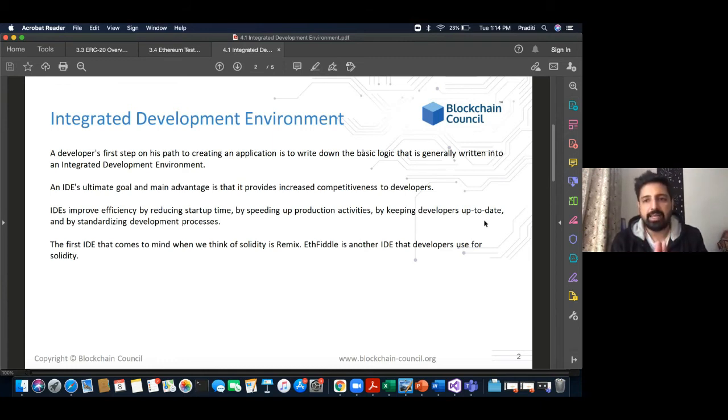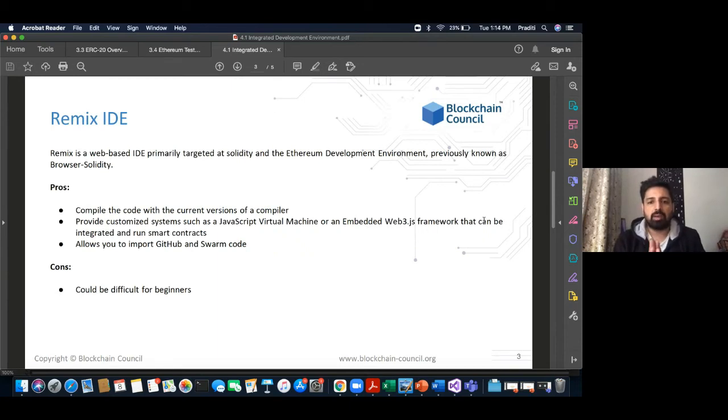The first IDE that comes to our mind when we especially think about Solidity is Remix, and ETH is another one. So talking about Remix, it gives you dummy accounts with ethers. You can deploy your smart contract, you can inject your Web3, and you can test your code over there. It will give you the errors. You can do a quick compile over there, and you can test your smart contracts on Remix.